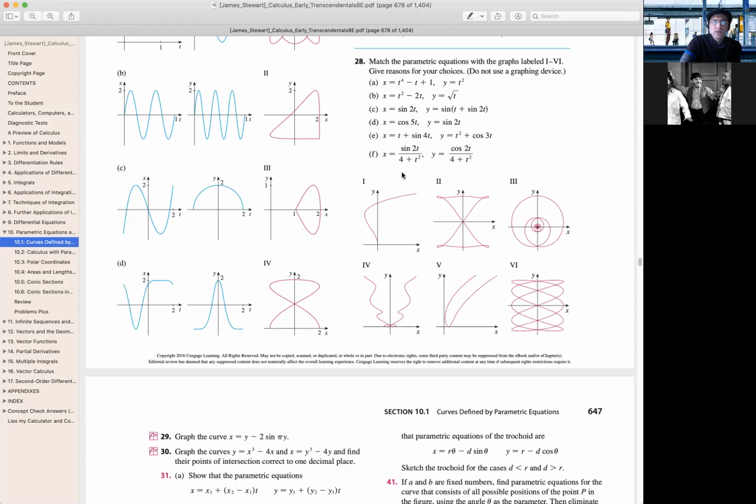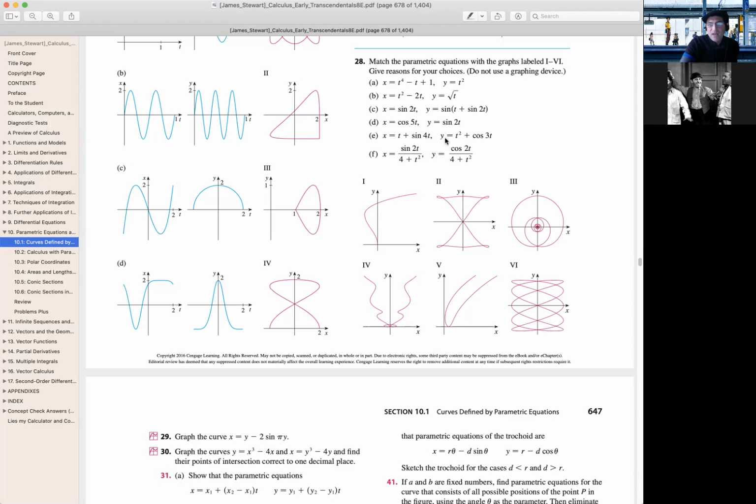Okay, so let's look at E. That's x equals t plus sine 4t, and y equals t squared plus cosine 3t. Now sine 4t and cosine 3t vary between -1 and 1. So when t gets very big, that's negligible. So you're looking at x equals t roughly, and y equals roughly t squared. Well, that's y equals x squared. That's like a parabola, right? It looks like your standard parabola in the xy plane.